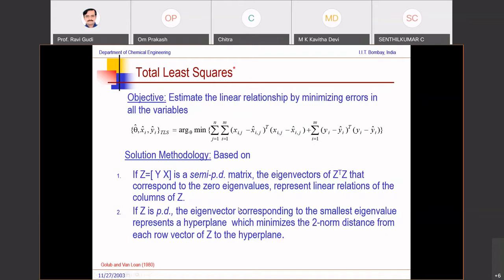And so, if I look at the eigenvectors corresponding to the zero eigenvalue, which is the smallest eigenvalue, then those eigenvectors can give me my solution vector, the theta vector directly. How we will see in a short while. Okay. So this is if Z is semi-positive definite, okay, meaning that one of its eigenvalues is 0. If on the other hand, it's a positive definite matrix, which means none of the eigenvalues are 0, then we look at the eigenvector corresponding to the smallest eigenvalue because there is noise associated with Z, right?